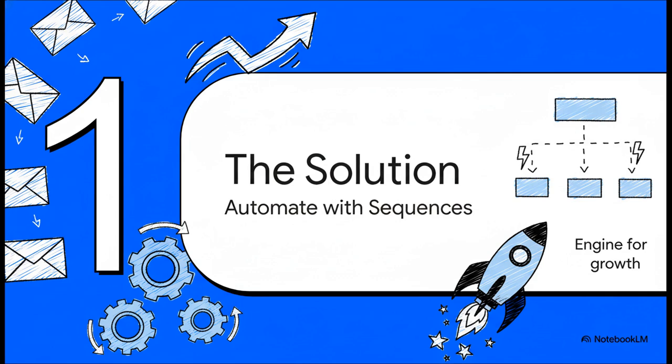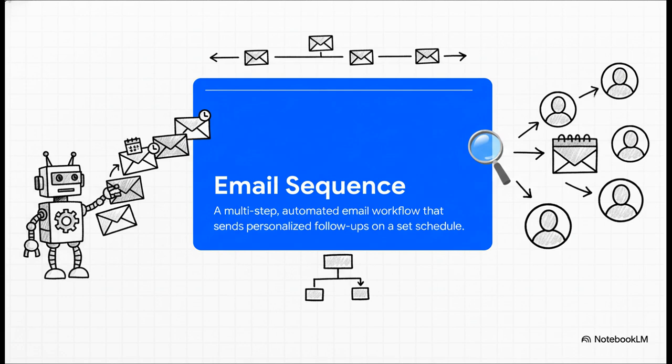The solution is to automate that whole process using something called an email sequence. This is really where your outreach stops being a manual chore and starts becoming the strategic automated engine for your business's growth. Okay, so what in the world is an email sequence?